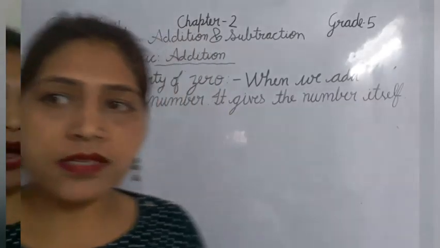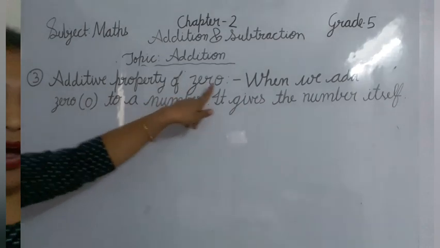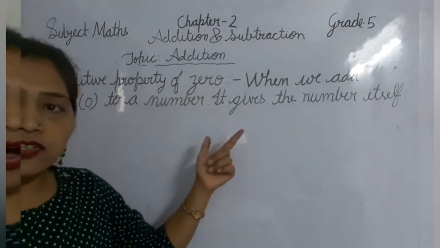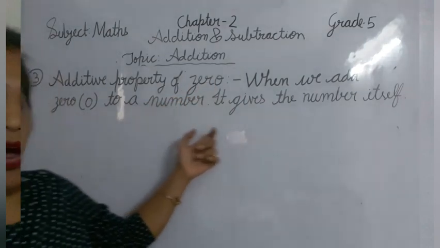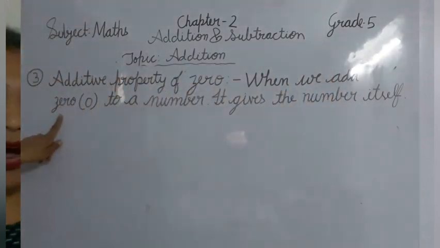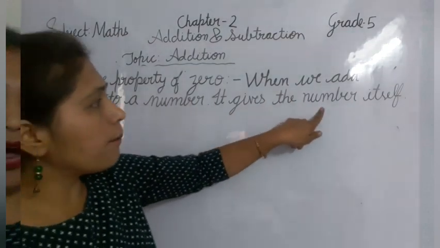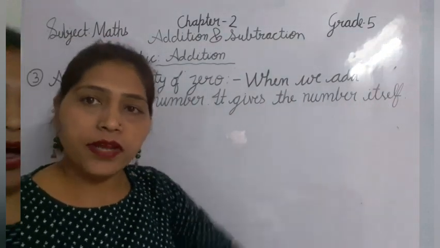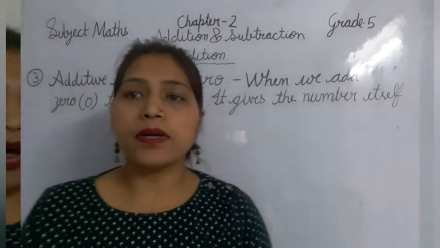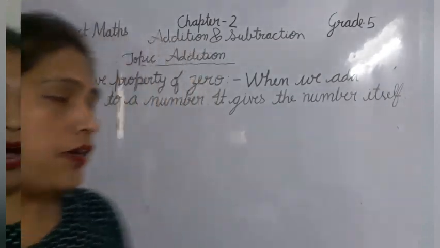Let's discuss the third property of addition. What is the third property of addition? Additive property of 0. That is the third property of addition. So let's read it. What happened in this property? When we add 0 to a number, it gives the number itself. It means when you add 0 to any number, you will get the number itself. The number will not change here.